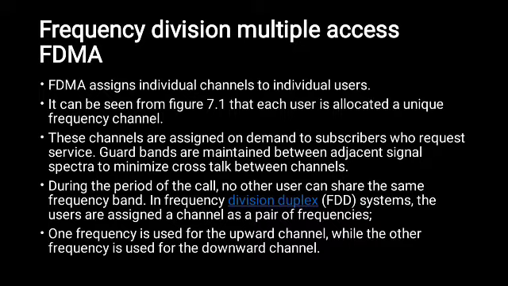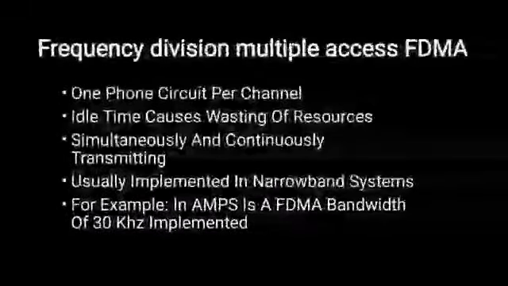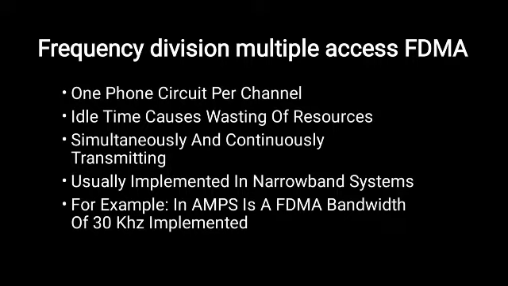In a frequency division duplex system, the users are assigned a channel as a pair of frequencies. One frequency is used for the upward channel, while the other frequency is used for the downward channel. When you go for frequency division multiple access, there is one phone circuit per channel. Here we have one separate circuit for each channel, and idle time causes wasting of resources, but the user can utilize the entire frequency for the entire time. If they do not use the frequency for the entire time, it will be a waste. Simultaneously and continuously they can transmit and receive data at any time.